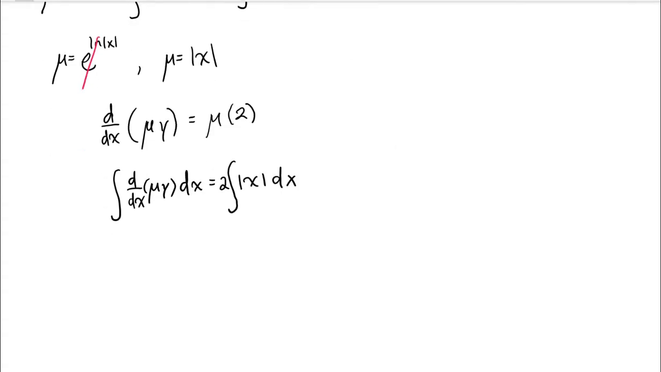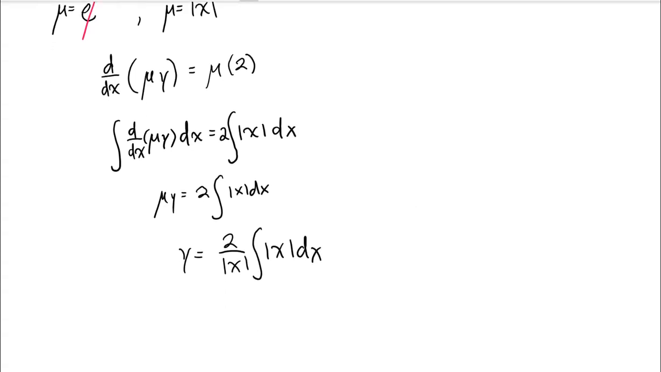Then what we will find is we will say, okay, well, this is equal to mu times y, which is equal to 2 times the integral of the absolute value of x dx, and mu is equal to the absolute value of x. So you get y is equal to 2 over the absolute value of x times the integral of the absolute value of x dx.